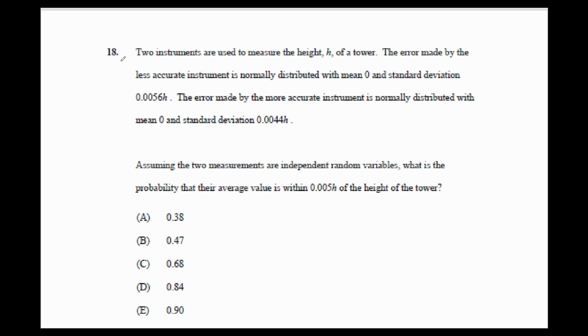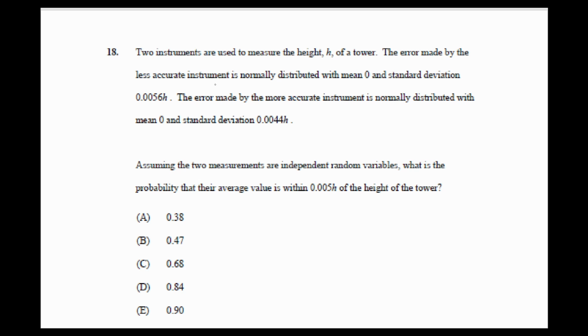Let's go over number 18 of the release questions by the SOA for exam P. So right off the bat, really sorry about the haggard quality of the question, but this is simply the best quality I could find. But I'll read it out loud and hopefully it'll be easy to understand. So let's give it a go.